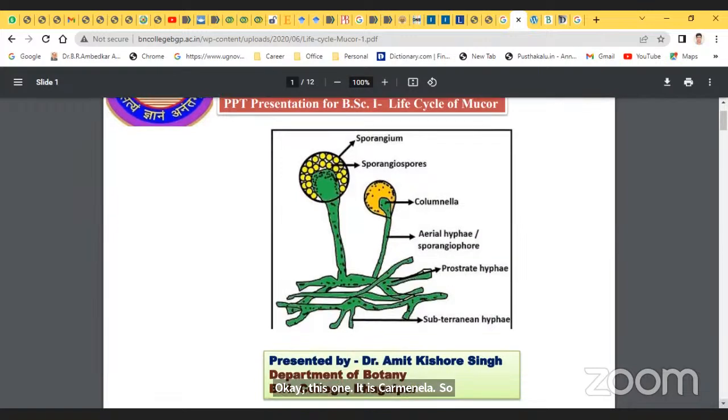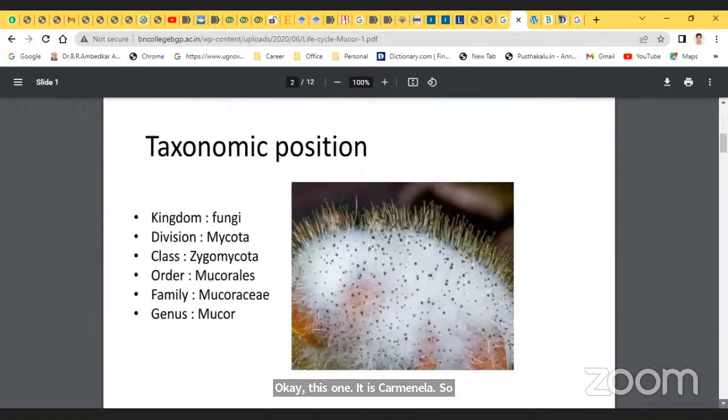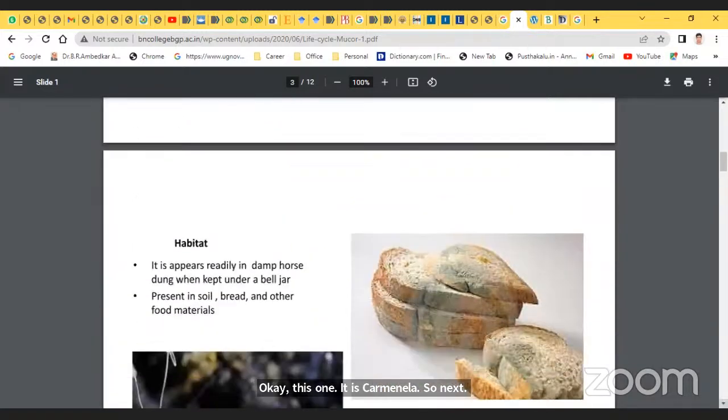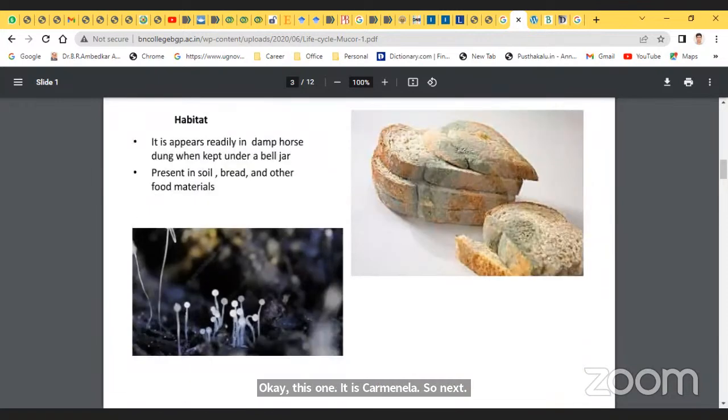So next, these are the taxonomic details: division Eumycota, Zygomycota, Mucorales, Mucoraceae, Mucor. Habitat: it appears radial in dump sites, dung, as we already discussed, and it is found in the soil, dung, and organic materials. When dung is kept under a bell jar, it immediately appears like bread.